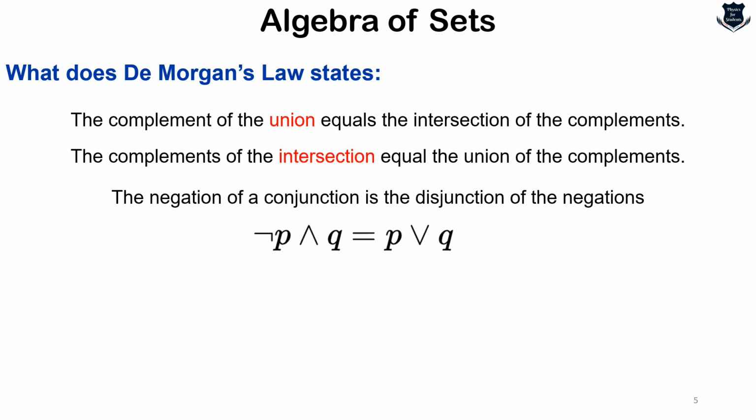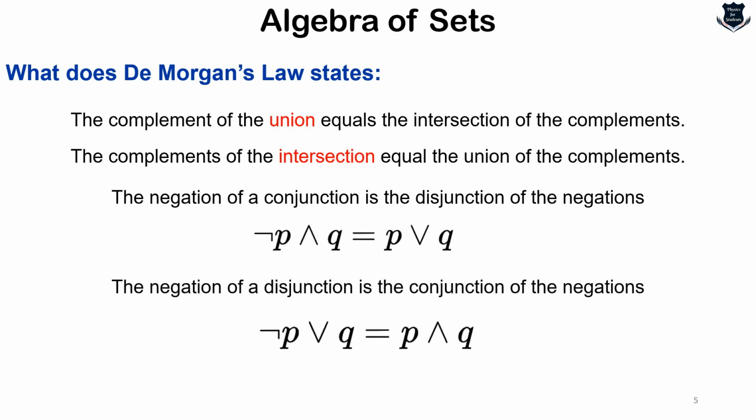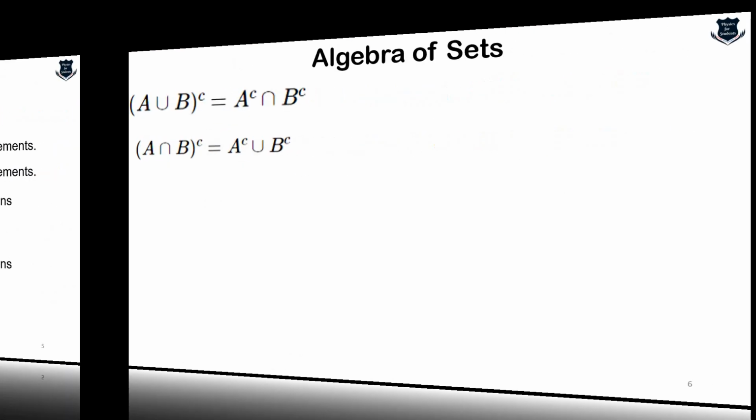So the negation of the conjunction P and Q is equal to the disjunction of the negations, right? And we can also say the negation of a disjunction is the conjunction of the negations, and this is how we write it. So De Morgan's law can be stated in both ways. One is the complement of union and the complement of intersection, as well as negation, conjunction and disjunction followed by their signs.